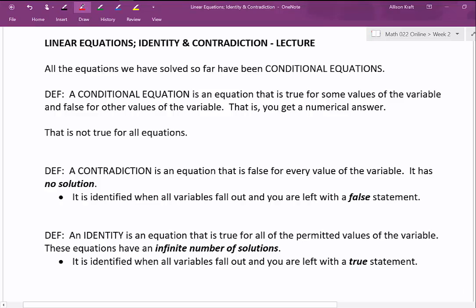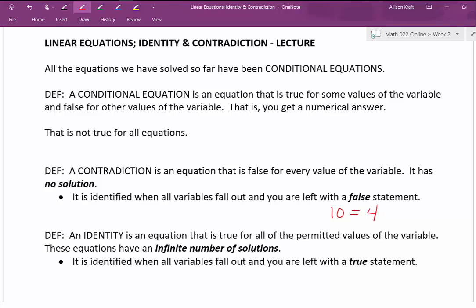That is not true for all equations. A contradiction is an equation that is false for every value of the variable. It has no solution. We identify the solution to be no solution when all variables fall out and you're left with a false statement. For example, you might be left with something like 10 equals 4. Definitely not true.